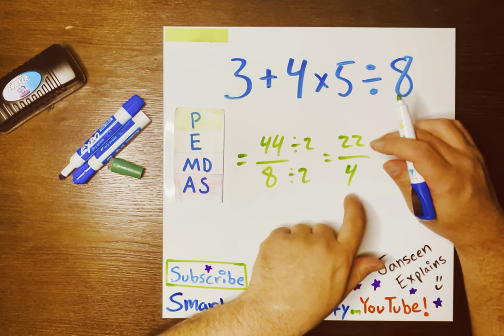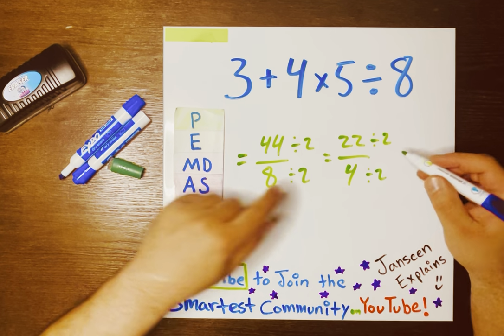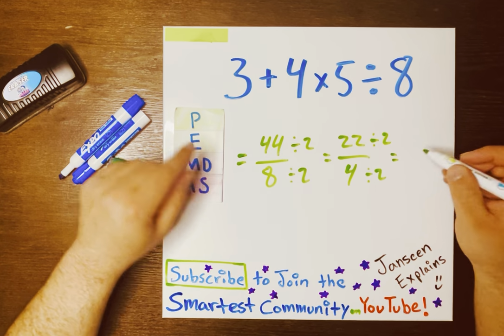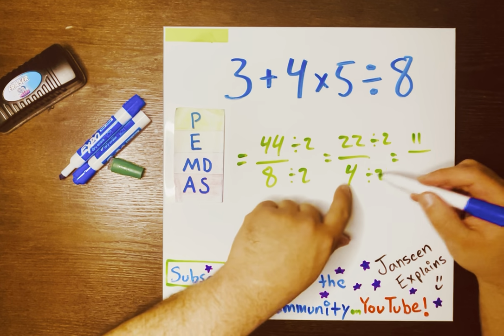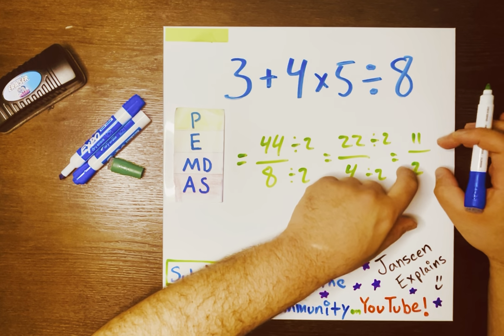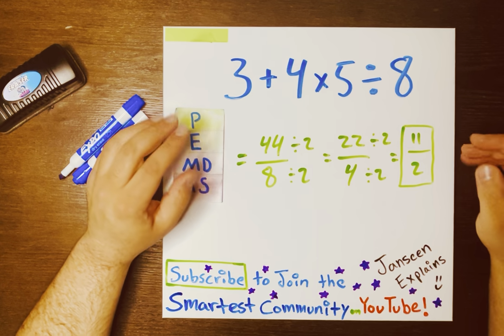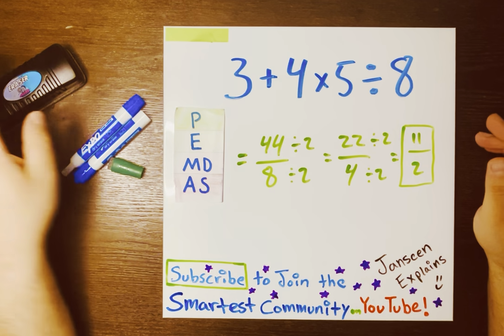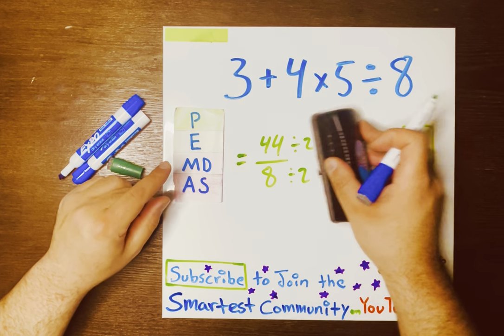The numbers are still even, so let's half them again like this. So half of 22 is 11. Good job. And half of 4 is 2. And that's it. You cannot break this down further. So this is your answer, but don't leave yet because we need to find out the mixed number answer and the decimal answer from this 11 over 2, which is an improper fraction.